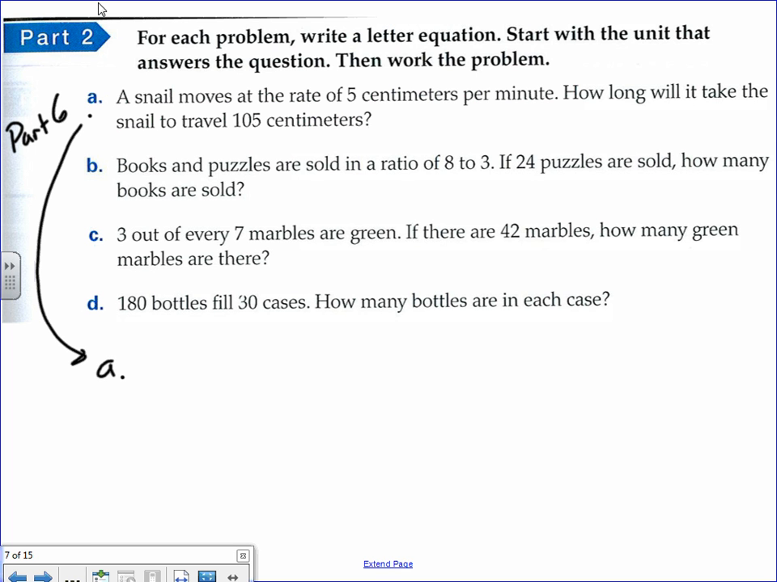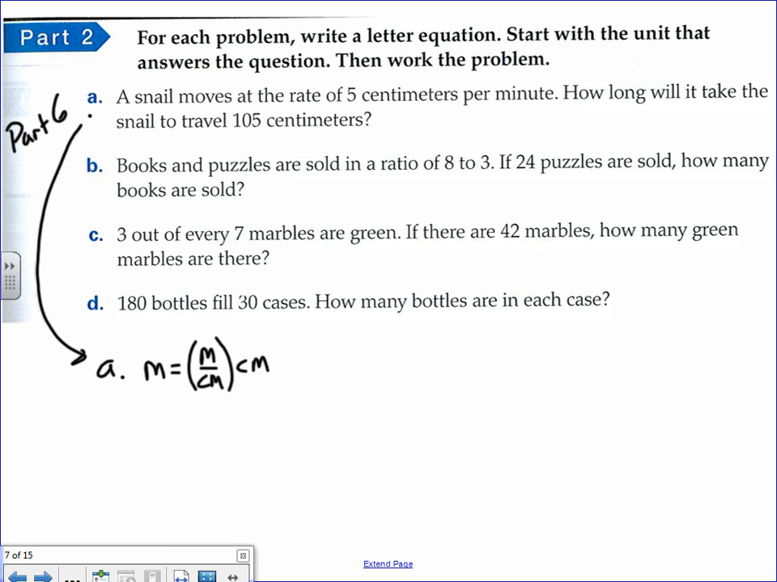Snail moves at the rate of 5 centimeters per minute. How long will it take the snail to travel 105 centimeters? Well, I look at this problem, my 2 units are centimeters and minutes. And the question is, how long will it take? Well, I would answer that in minutes. So I know minutes is in my answer. If minutes is in my answer, it's also on top of the fraction, which means centimeters is on the bottom, and centimeters is what we'll multiply by.